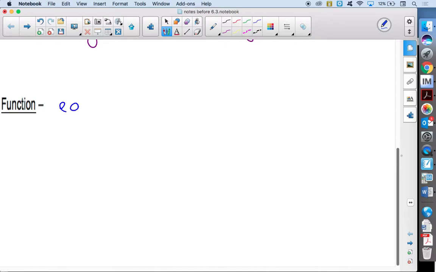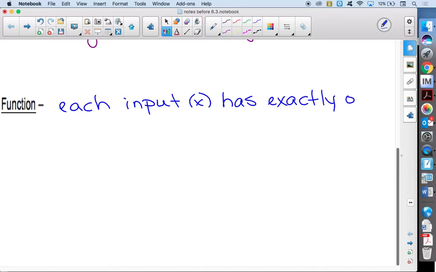So we would say each input or x value has exactly one output or y value. So specifically, you can't have a repeated x.